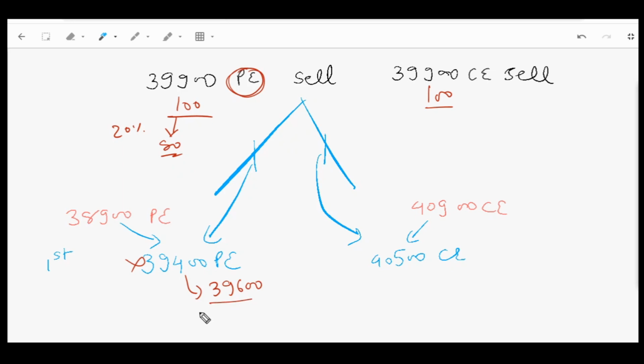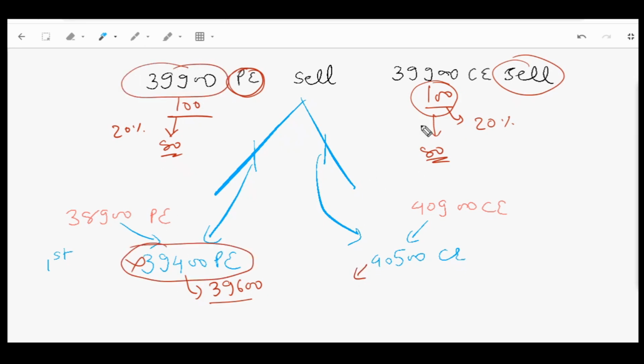the 39,600 strike. In the same way, if our call side is dropping below 20% of our selling price, suppose here the price becomes 80, we will keep the put strike as it is, if only the call is dropping below 20%, and we will bring the hedge which is at break-even after the first adjustment 200 points inside. Inside means we will bring hedges towards the sell leg strikes, right?